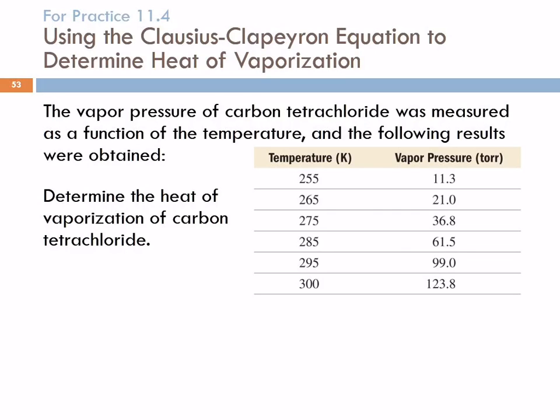So this is a practice question. We're given the data here, the temperature and the vapor pressure in torr, and we're asked to determine the heat of vaporization of carbon tetrachloride. You have to do a graph to figure out what the line is.